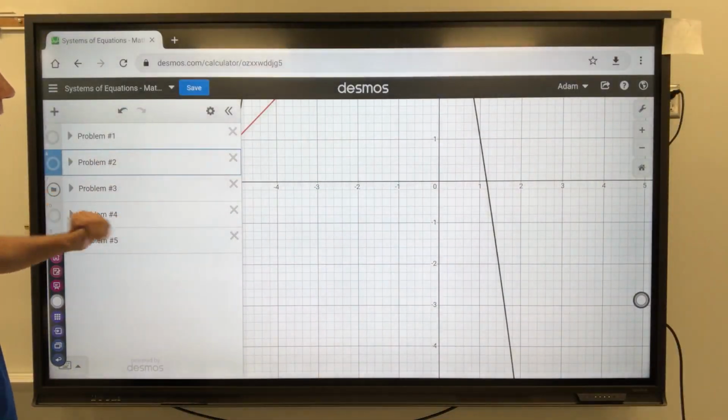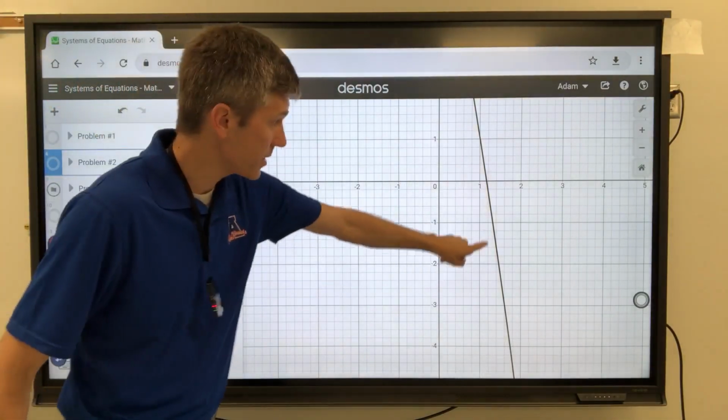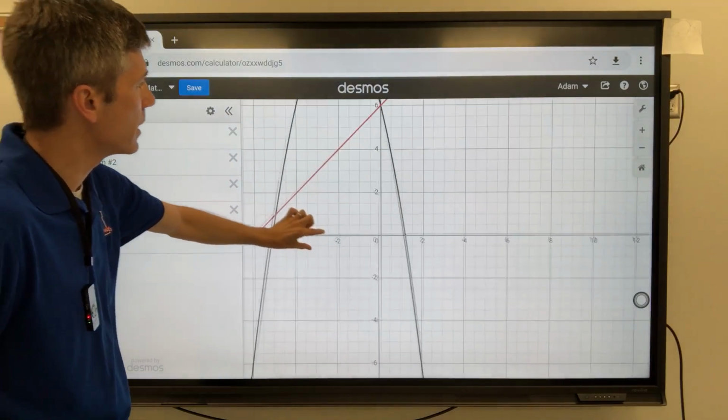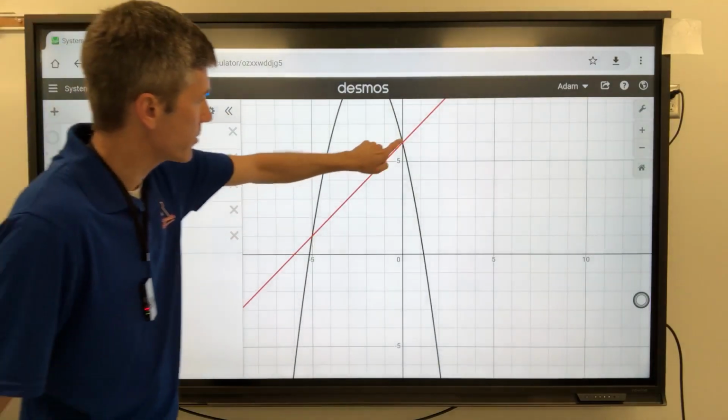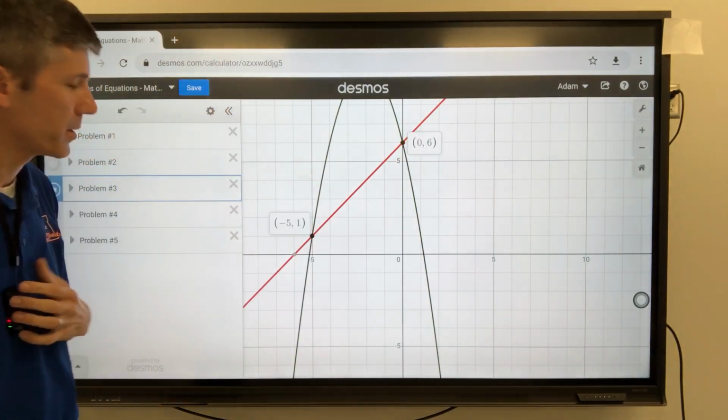Problem number 3. Oh no, I don't see it. Okay, well, first of all, it was a parabola that was upside down, which we do kind of see here. It's the black parabola, and there it is. Well, we'll do that. And then there are the coordinates. There they are. 0, 6, and negative 5, comma 1.